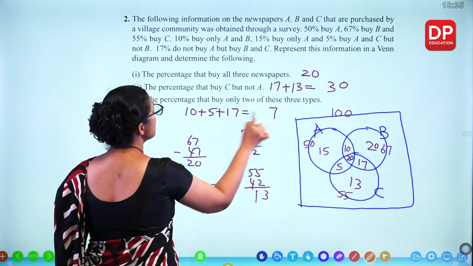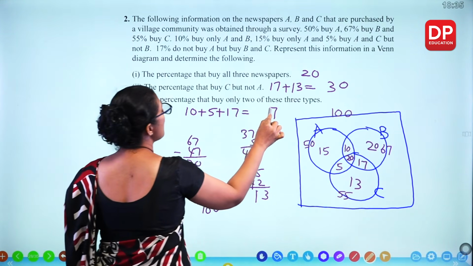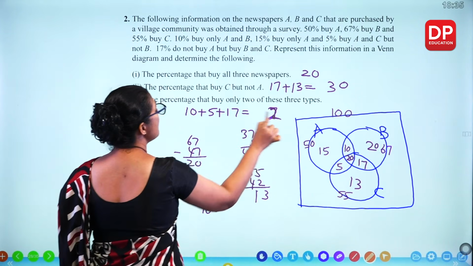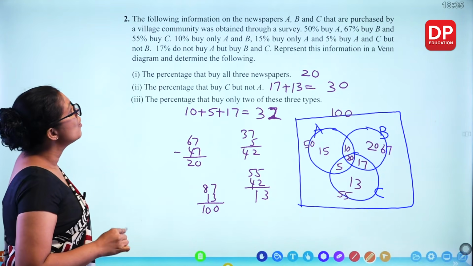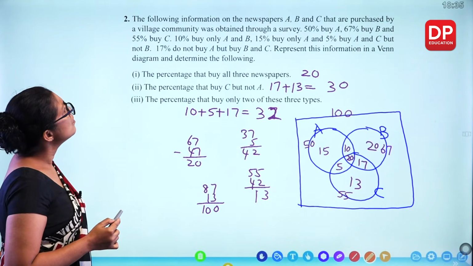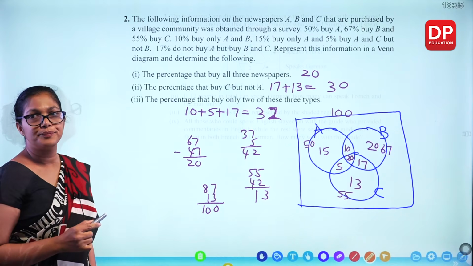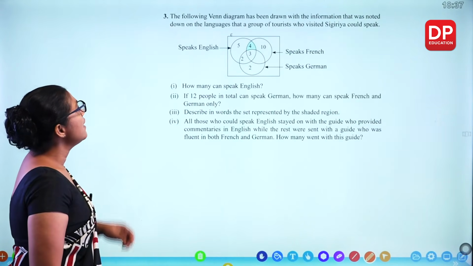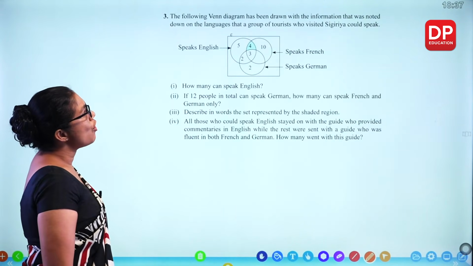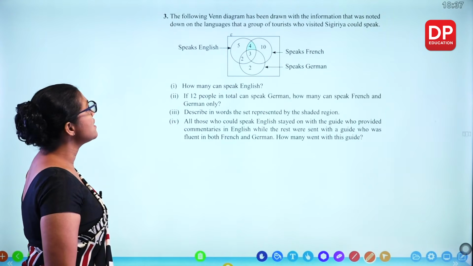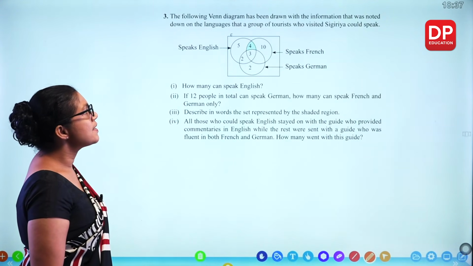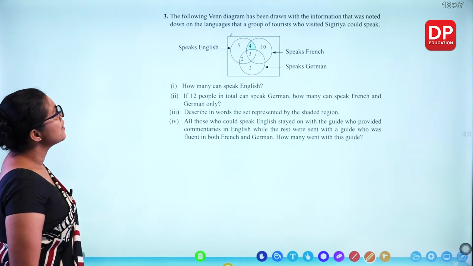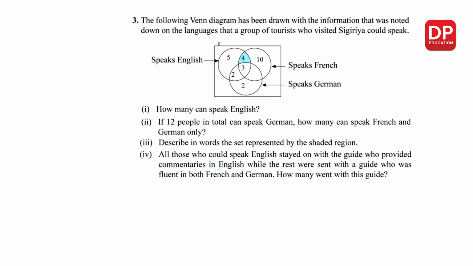So you get 7 plus 5, 12, 1 remaining, that's 3. 32 customers or 32 people. Now look at question number 3. The following Venn diagram has been drawn with the information that was noted down on the languages that a group of tourists who visited Sigiriya could speak. So here all the information given.